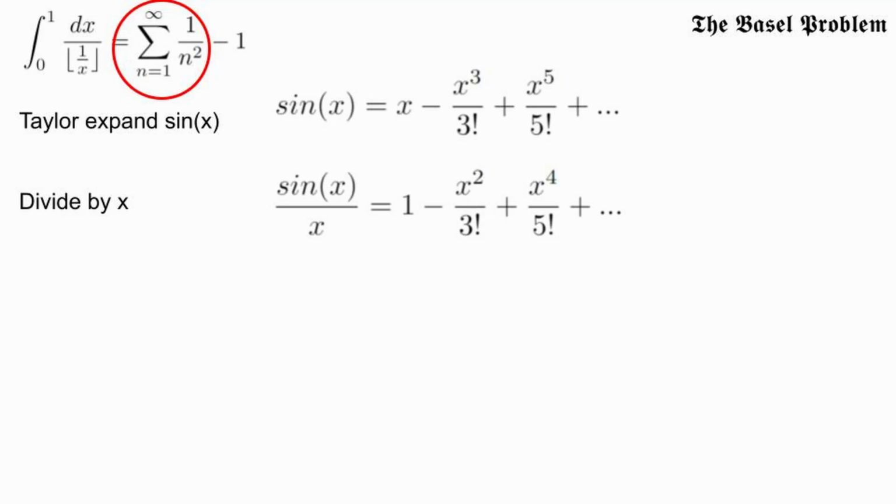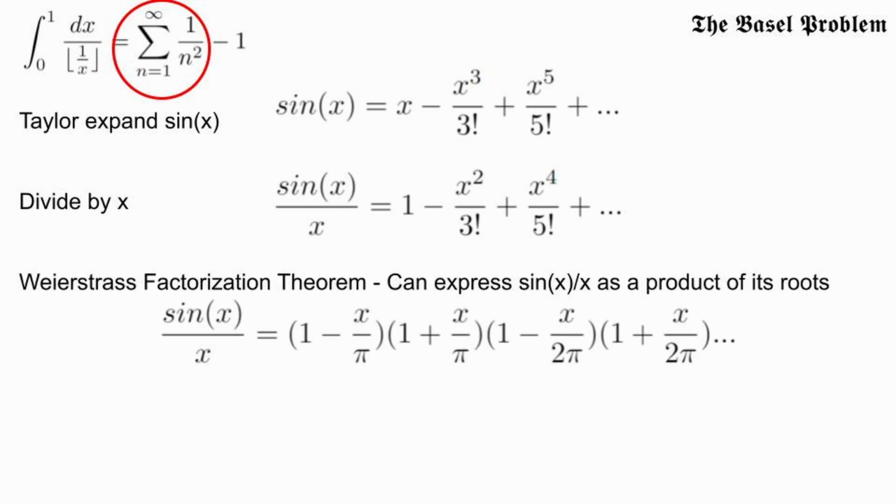Euler's proof starts as follows. First, do a classic Taylor expansion of sine of x around x equals 0. Then, simply take that Taylor expansion and divide through by x. Euler then applies something called the Weierstrass factorization theorem, which allows us to express a function, in our case sine of x over x, as a product of all of its linear roots. So, for example, since sine of x has zeros at x equals pi and x equals 2 pi, we can express it as a product of (1 minus x over pi) times (1 plus x over pi), etc.